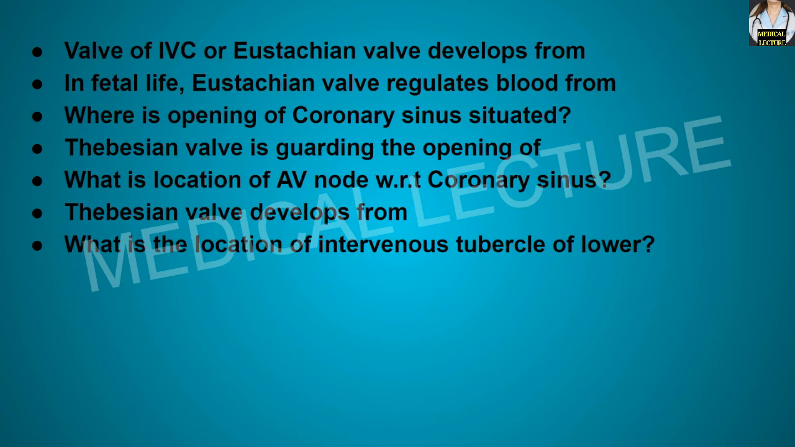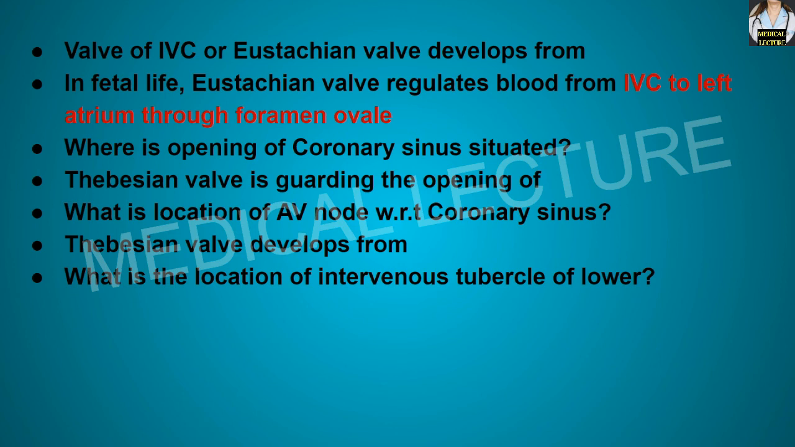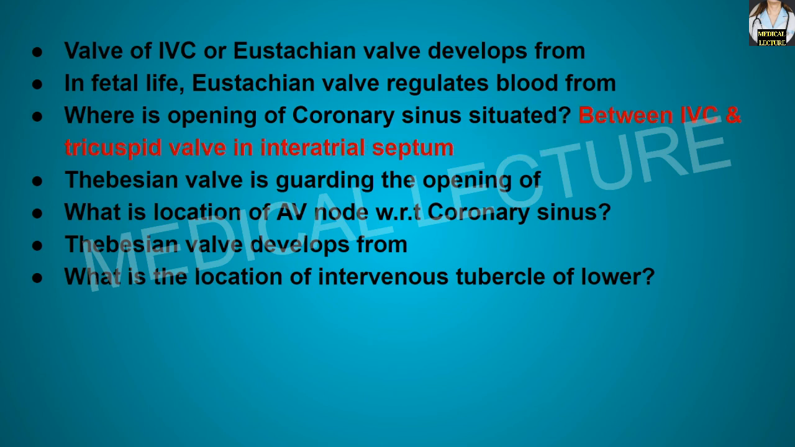Valve of inferior vena cava or eustachian valve develops from right venous valve and the sinus septum. In the fetal life, eustachian valve directs blood from inferior vena cava to left atrium through the foramen ovale. Where is the opening of the coronary sinus situated? It is situated between the inferior vena cava and the tricuspid valve in the interatrial septum.